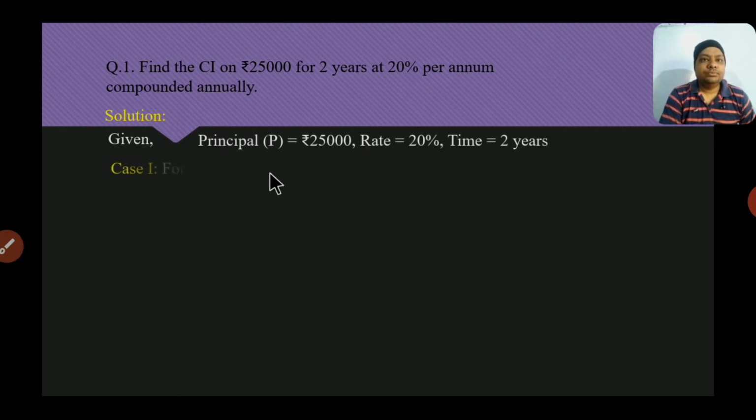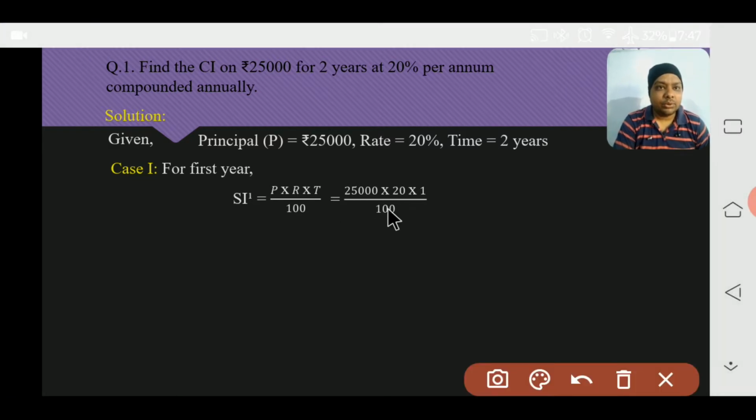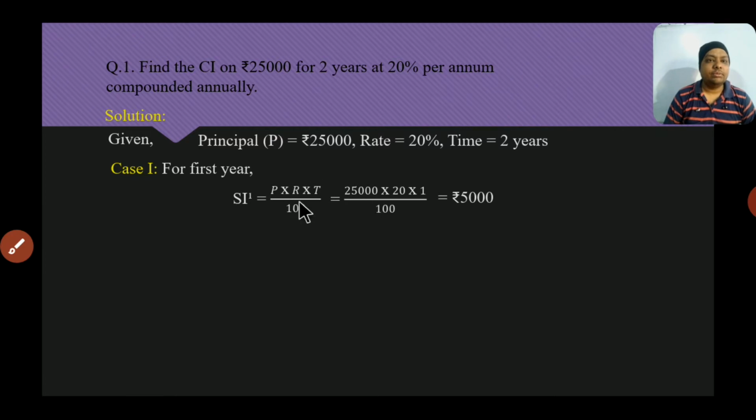Now, for the first year we will find simple interest. Simple interest 1, it means first year. P into R into T by 100, we know the formula of simple interest. P is 25,000, R is 20%, and time we will take not 2 years but 1 year, because we have taken the first year. It means for 1 year only, so 1 here we will type. Now the 20 and 100 will cancel. It means 1250 into 2, 2500, it means 5,000. 5,000 will be the simple interest.